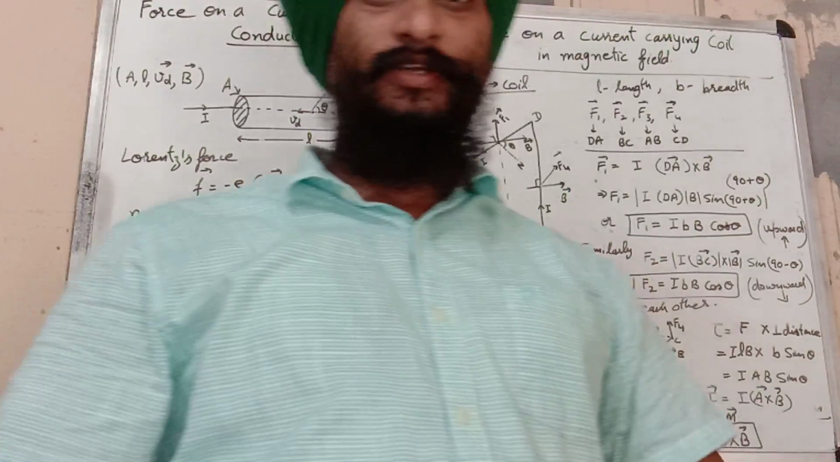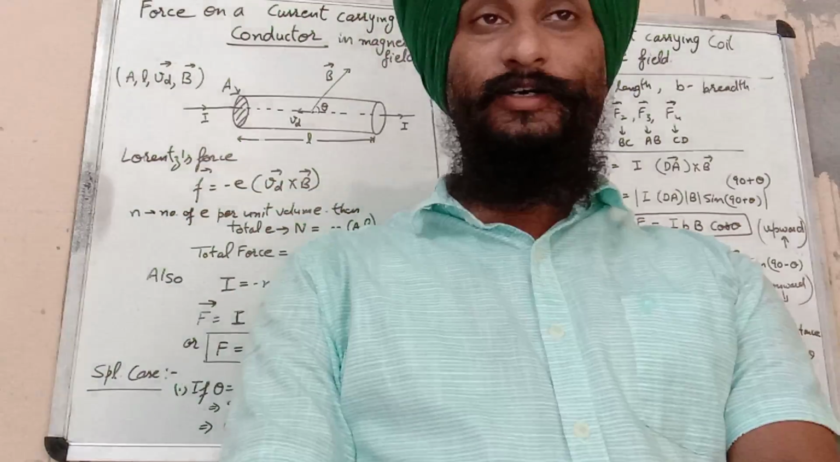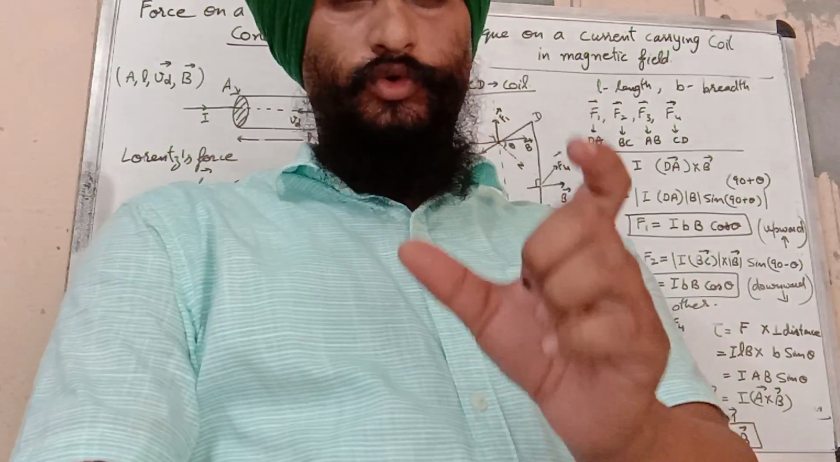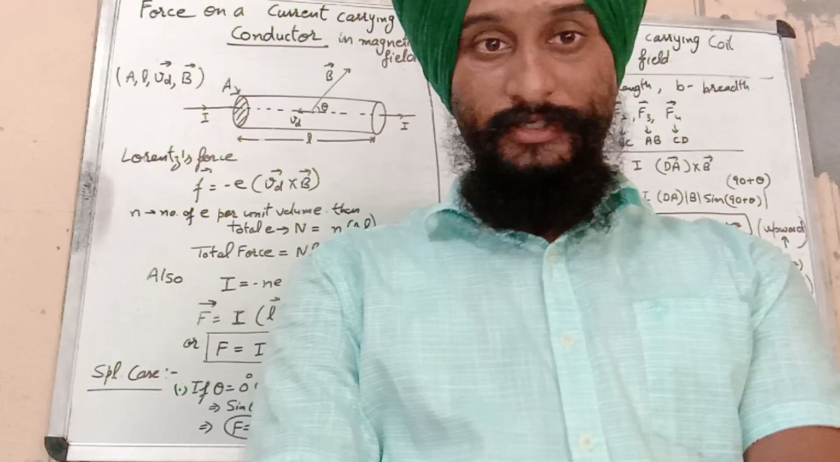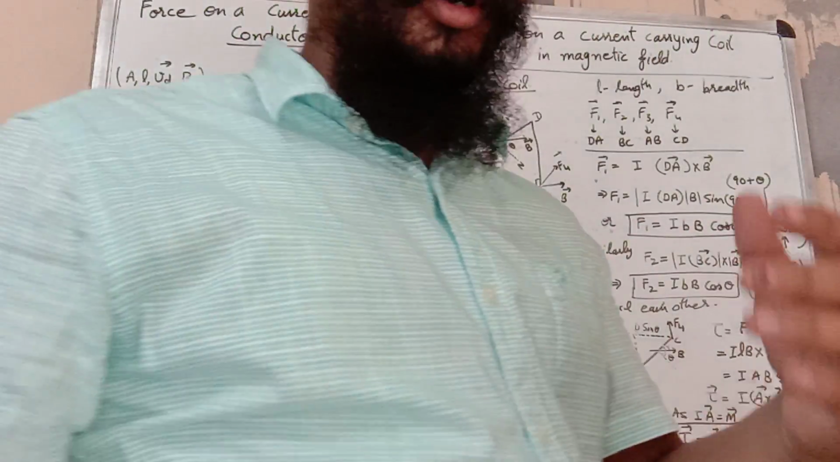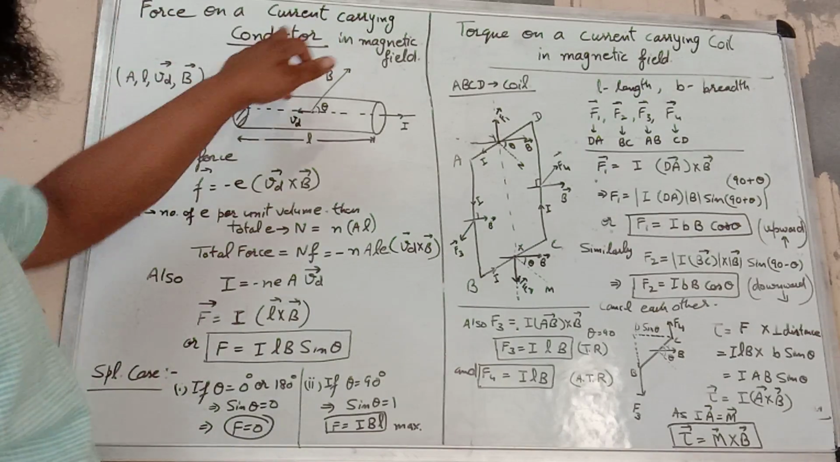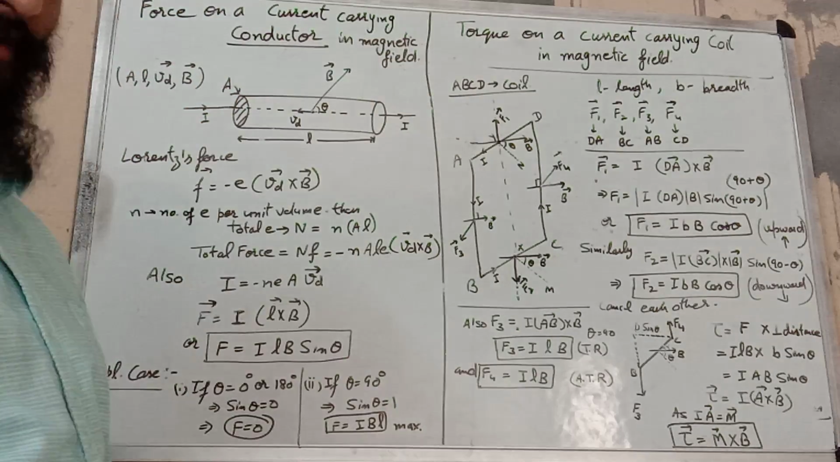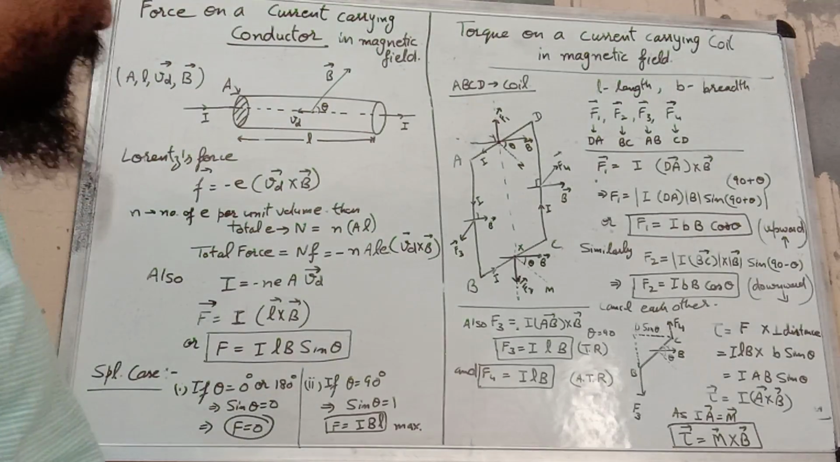Hello students. In the last topic we discussed the force acting on a charged particle inside a magnetic field. Now our topic today is the force on a current conductor placed in a magnetic field. What happens to a current carrying conductor when it is placed inside the magnetic field?